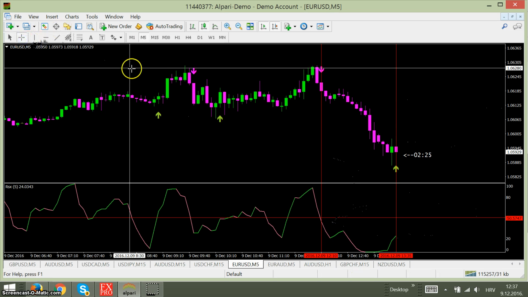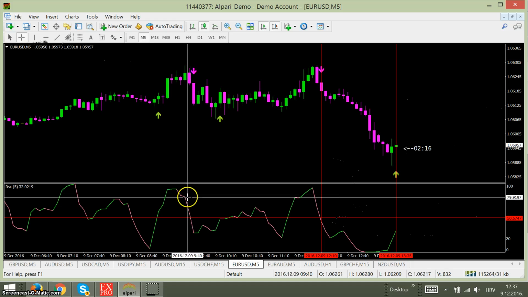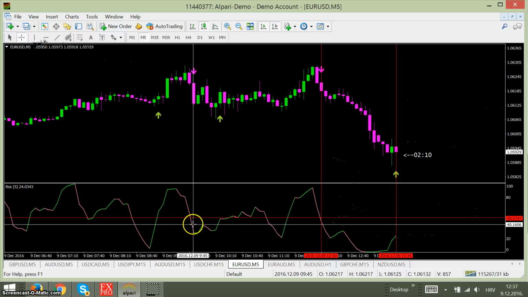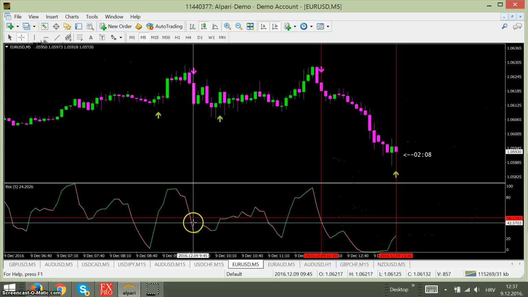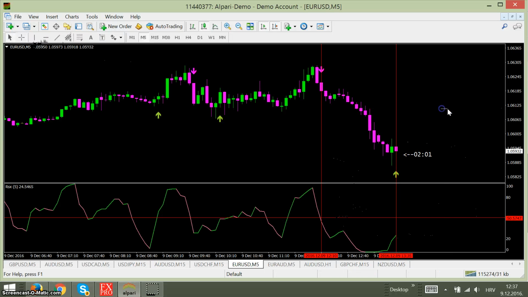So this was a valid trade. Also, this was a valid trade because the RSX line crosses the red line and goes below it. So here we have only the possibility to wait for the next candle, and if on the open of the next candle this green line crosses over the red line, you can take the trade then.